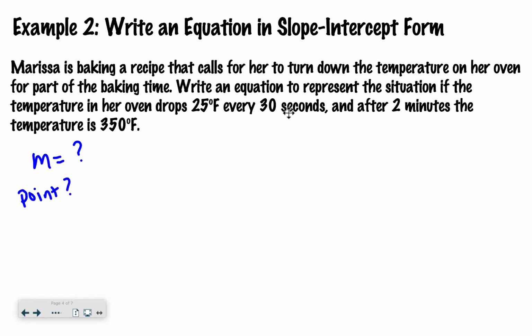So first, let's notice that the oven drops 25 degrees every 30 seconds, but then over here we're talking about minutes. So I'm going to change this 30 seconds to 1 minute. I did that by multiplying by 2, right? 30 seconds times 2 is 60 seconds, which is 1 minute. So I have to multiply that 25 by 2, which gives me 50 degrees Fahrenheit every 1 minute. And if we're talking about dropping, we know that it's going down 50 degrees every minute. So that would be my slope, okay?